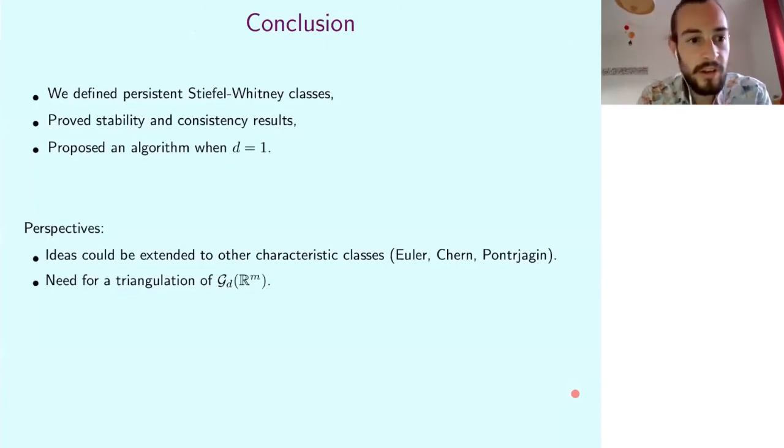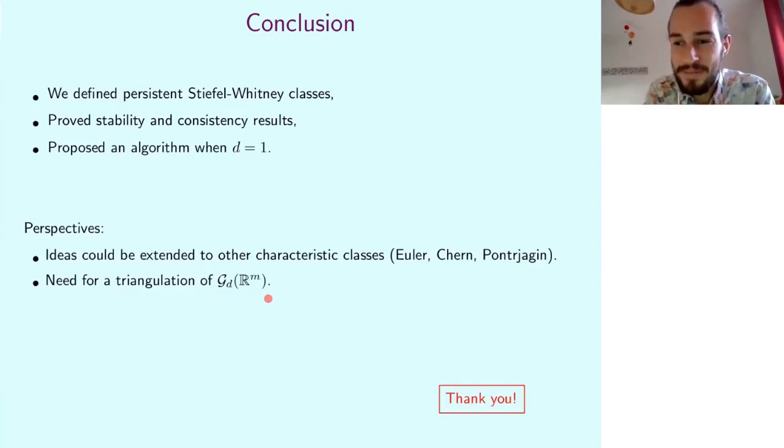A comment about perspectives. I talked about Stiefel-Whitney classes, but Stiefel-Whitney classes are an instance of a more general theory that is called characteristic classes. And I think that these ideas could also be used for these more general characteristic classes. And as you've seen, the limitation of the algorithm is that I don't have access to a general triangulation of the Grassmannian. So if you have any ideas about that, I will be very happy. And yeah, that's it. Thank you.